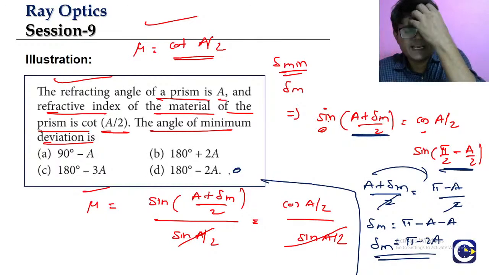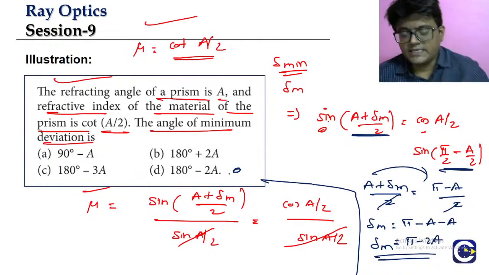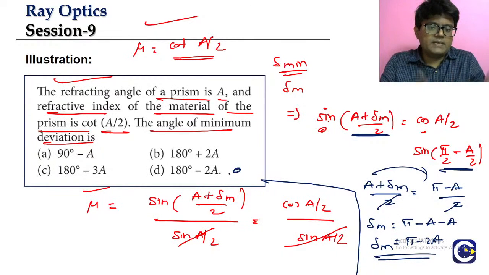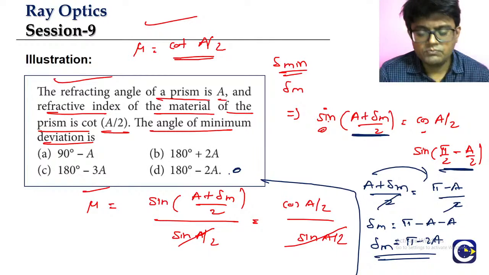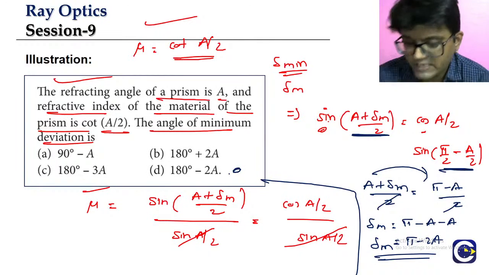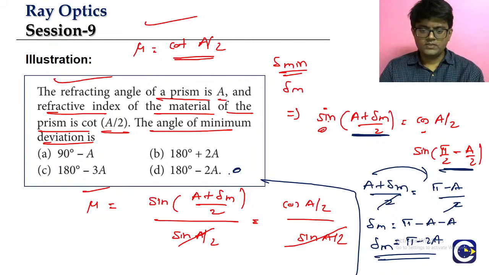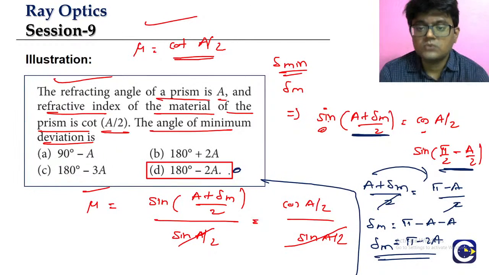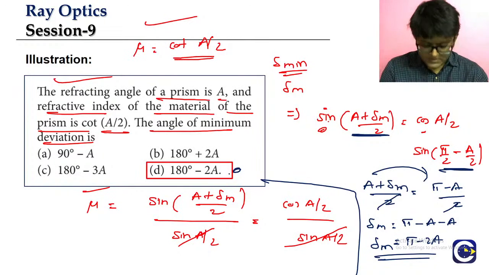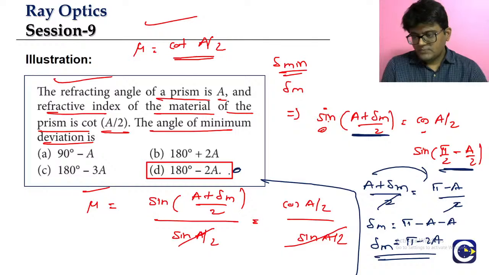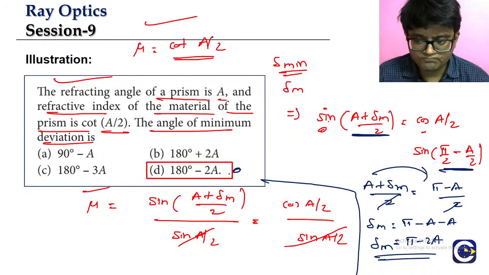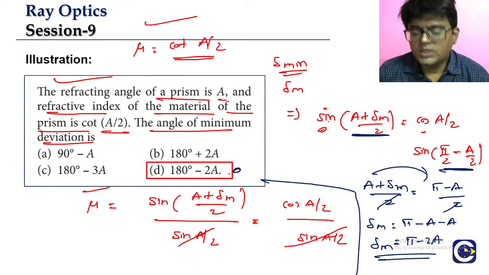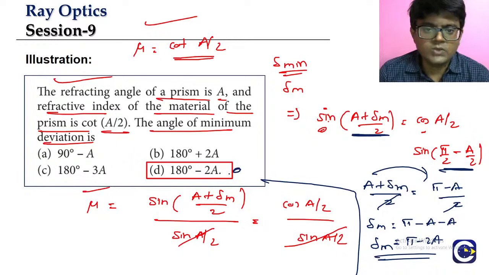So these kinds of questions are straight questions. We can expect questions on the relation between refractive index, angle of the prism, and the minimum deviation angle. What is the formula? Mu is equal to sine of A plus delta minimum by 2 divided by sine A by 2. So for this, the answer is option D. Delta minimum should be equal to 180 minus 2A. Check whether you got the answer or not. The only thing here is the trigonometric function conversion, how you convert both trigonometric functions into one form.